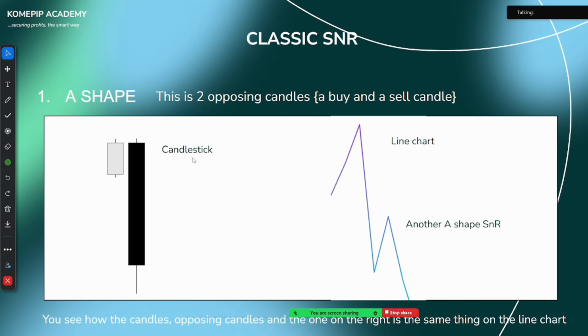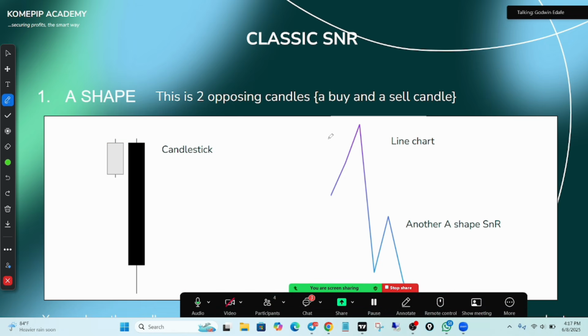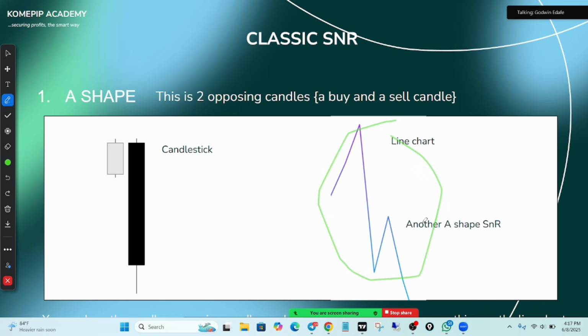This is the classic SNR, and as earlier said, we have number 1, which is the A shape. This is two opposing candles, a buy and a sell candle. So this is a buy and a sell candle for a bearish scenario. So automatically this becomes our A shape. Why is it A shape? It is A shape because we are going to draw the closing price, and if you look at the line chart, you see exactly what we see here. So here we have another A-shape level.